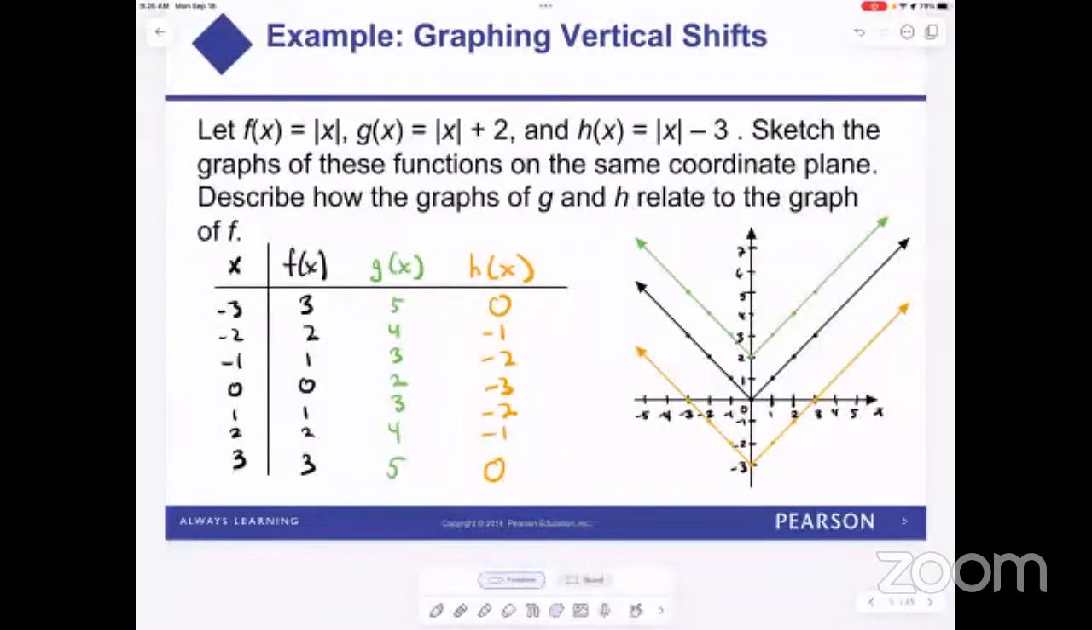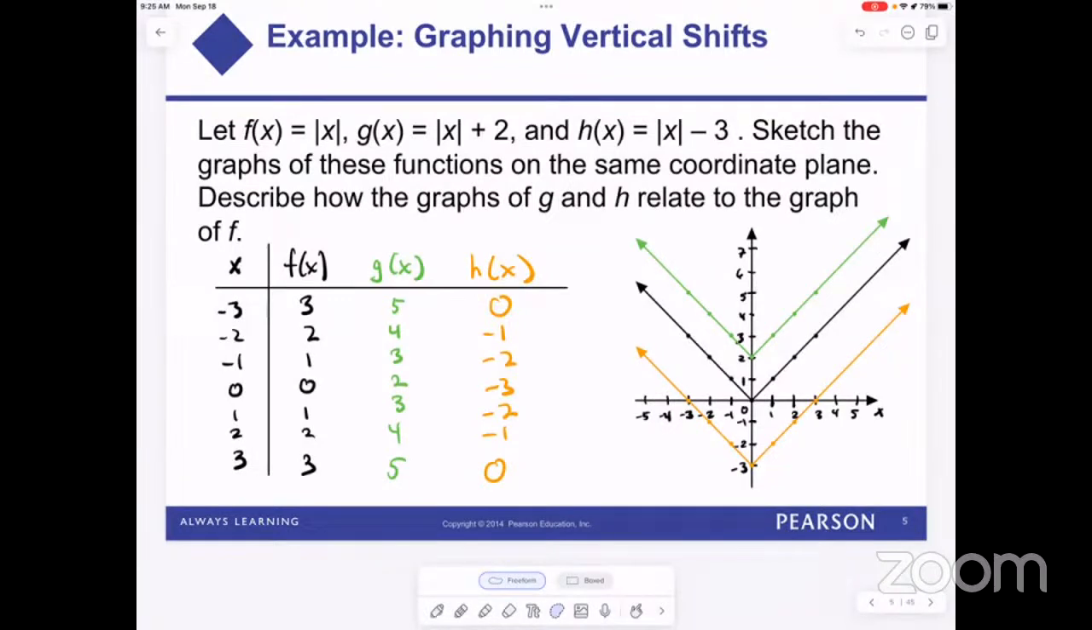Right. Yeah. So if the black is our original and the green is where we added a positive 2 on the outside of our basic function, it shifted up by 2 units, right? The orange, we subtracted a positive on the outside, it went down that many units, right? So outside manipulations typically follow our intuition. We add a positive, it shifts it up. We subtract the positive, it shifts it down, all right?